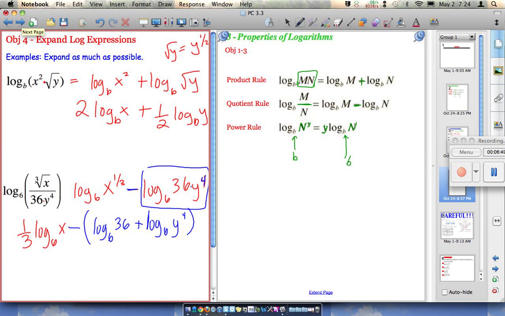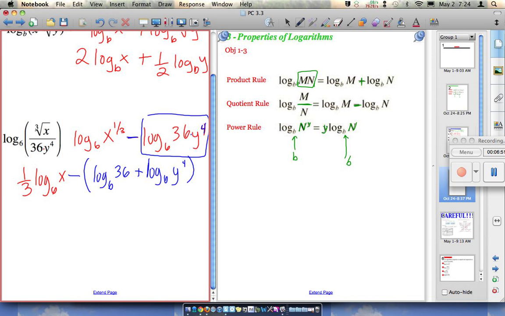Continuing here, I'm going to keep my front end here because that's as simple as I can get. But now I'm going to subtract each piece. I'm also going to kind of simplify that. So here's a key factor here. You have to be really careful with this minus that occurred up here, because both of these terms that are here have to be subtracted. So I need minus log 6 of 36 minus 4. I'm going to take the 4 out for the exponent, log 6 of y.